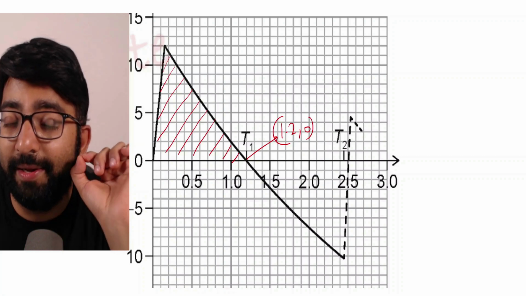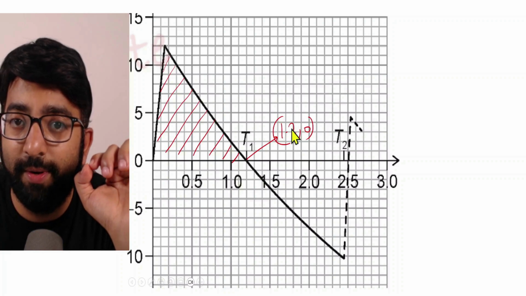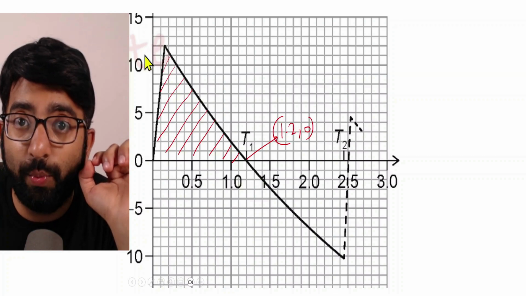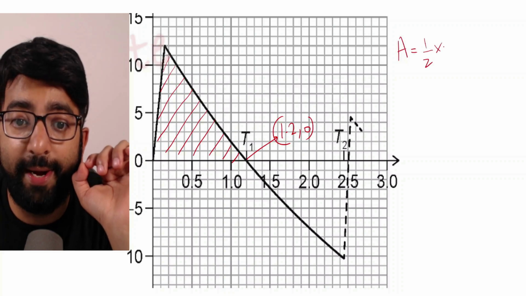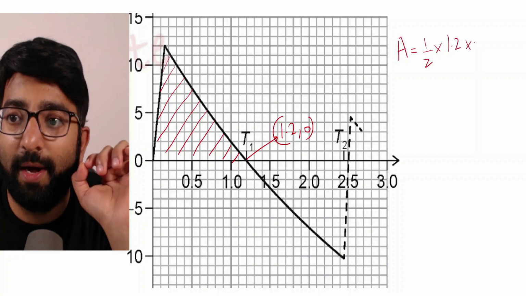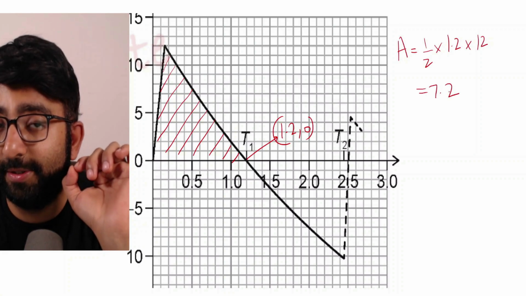Now, area of the triangle is half base into height. The base of this triangle is 1.2 and the height of this triangle will be 12. So let's write down the area of this triangle will be half base into height. Base is 1.2 and the height is 12. And if we solve this, we will get 7.2 units as the answer.